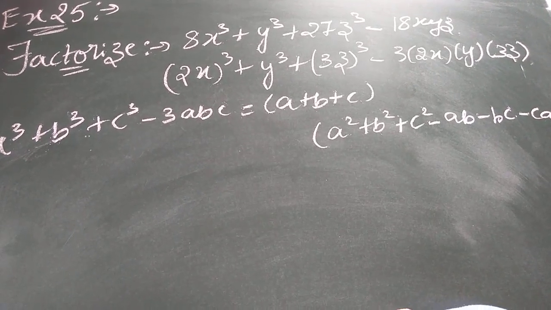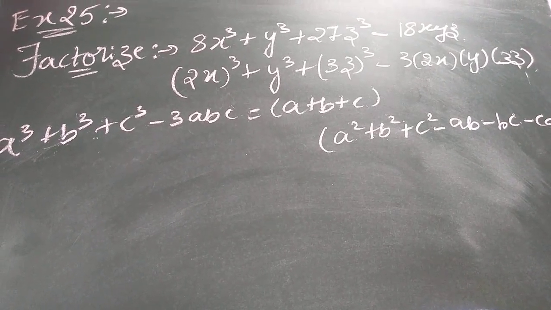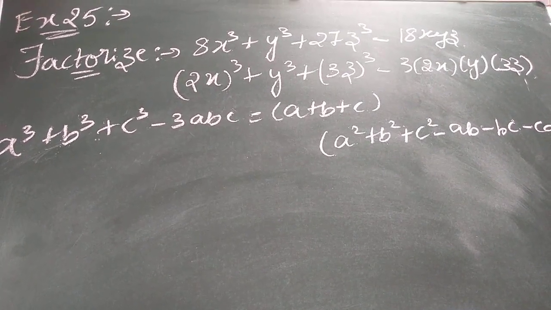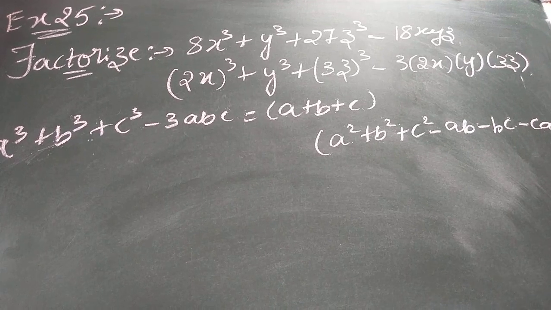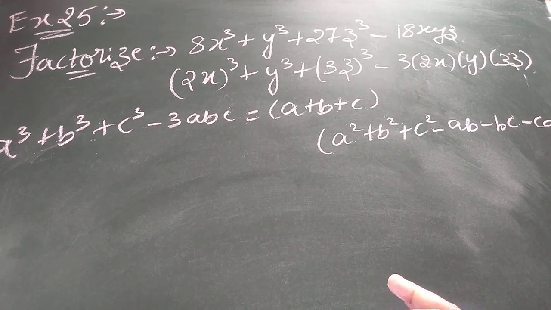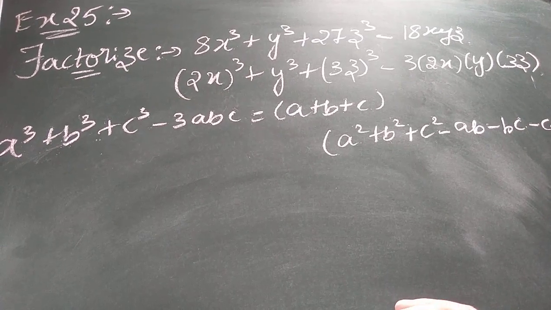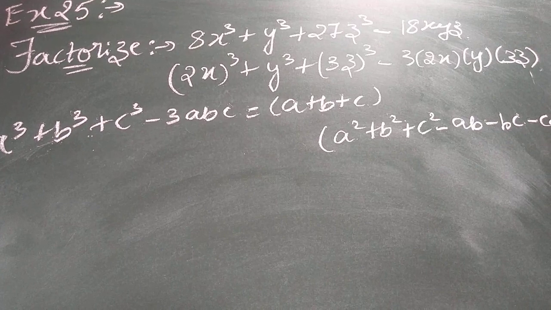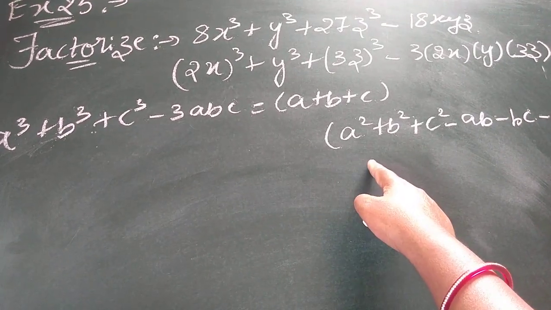Now by seeing this only you can say what A is. A is 2x, B is y, C is 3z. Some children will be saying that A is 2x whole cube. It is not 2x whole cube, children. A is just only 2x. Okay, now I am going to substitute A, B, C values in my given identity.